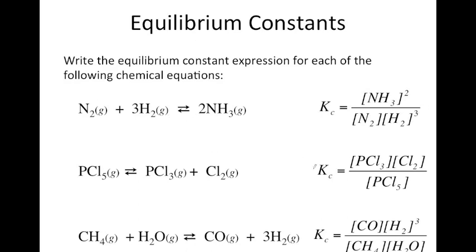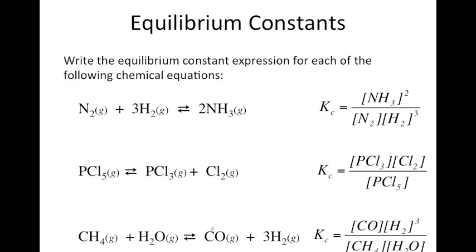For the second one, the equilibrium constant expression will be the equilibrium concentration of my products, PCl3 to the first, Cl2 to the first, divided by the equilibrium concentration of my reactant, PCl5 to the first.